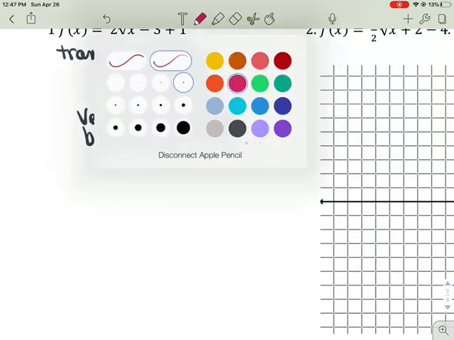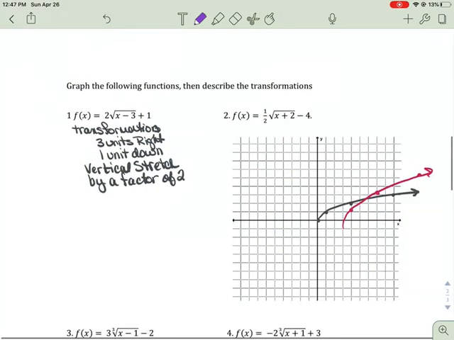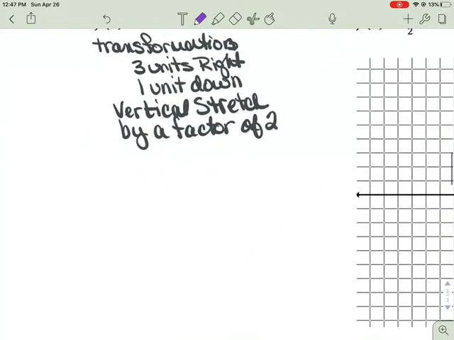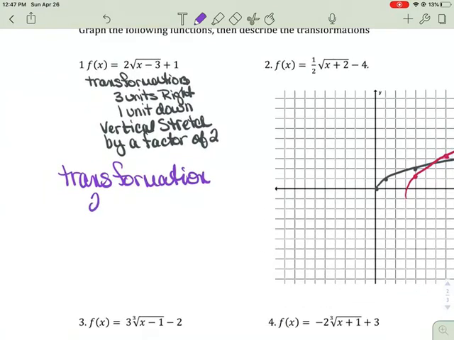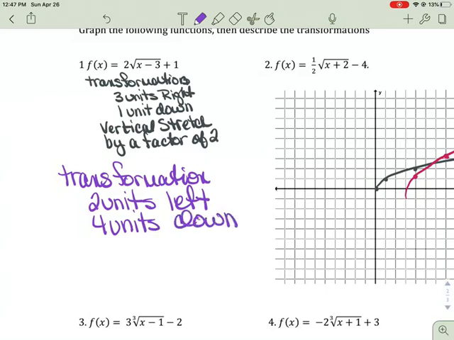All right, let's try the next one. All right, let's pick a different color here. Let's do purple. All right, so this particular transformation, take a look. Okay, write your transformation. If we take a look, that looks like it's 2 units left, 4 units down. And it looks like it's a vertical compression by a half.